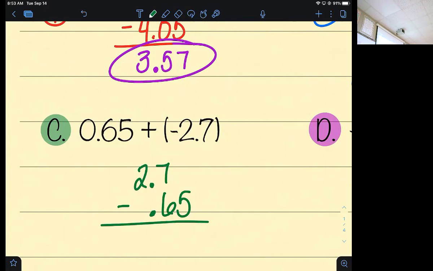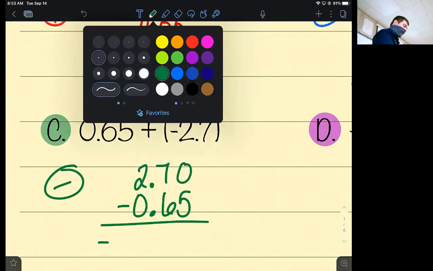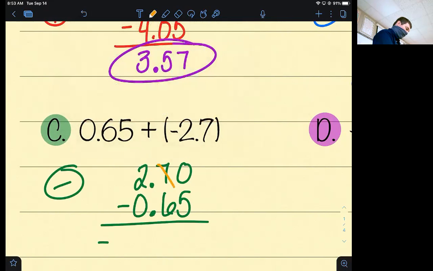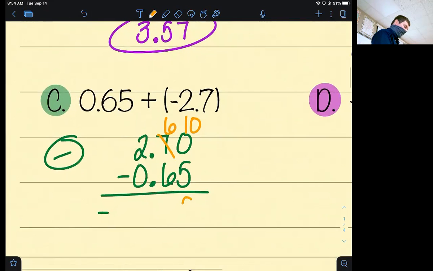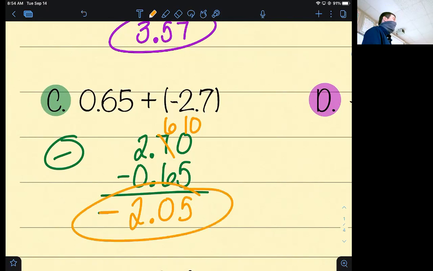Branson, does the positive army or the negative army win this war? Negative. So I might as well put a negative down here, because the answer is negative. And then fill in with some empty zeros. That empty space, 0. This empty space, 0. Cannot do 0 minus 5, so I have to borrow. What's 10 minus 5? What's 6 minus 6? 0. 2 minus 0? Negative 2.05.